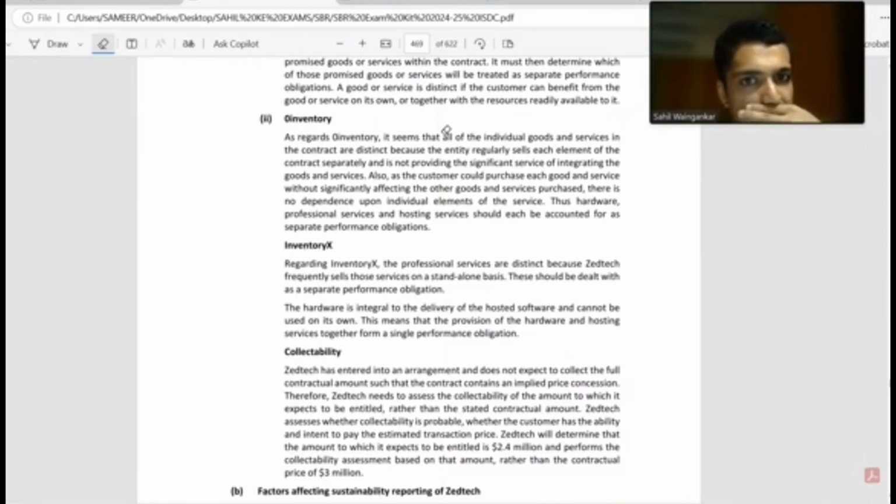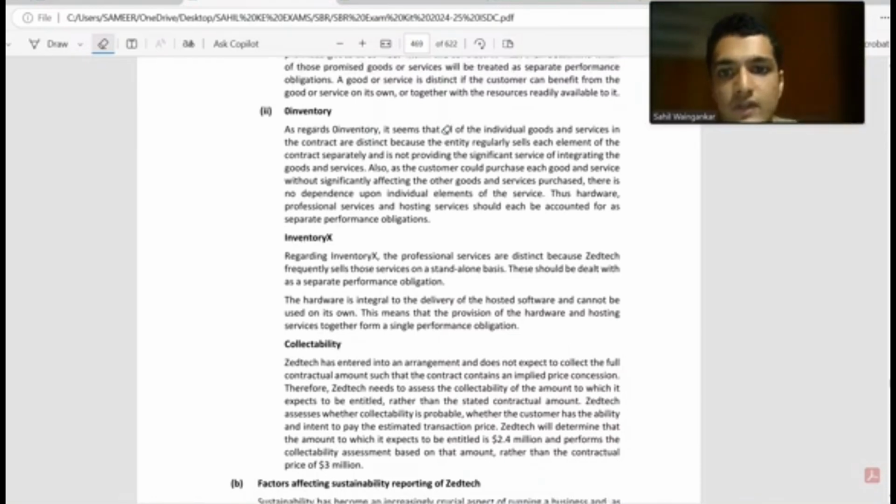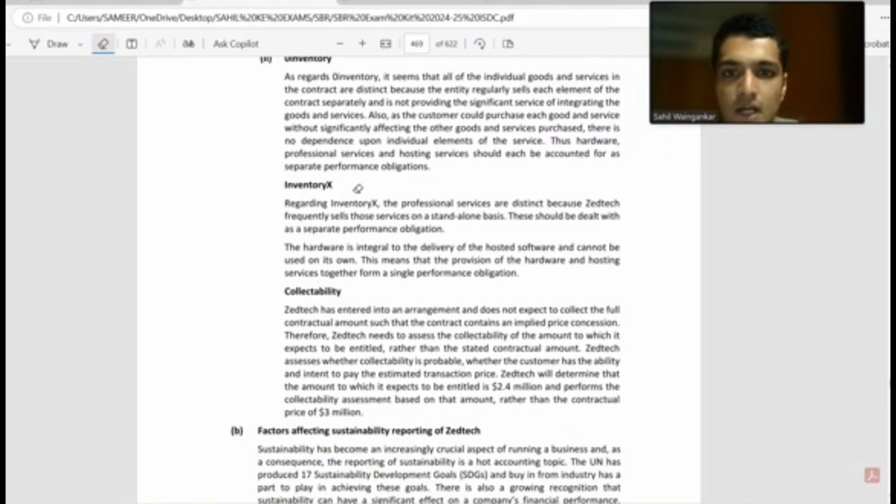Also, the customer could purchase each good and service without significantly affecting the other goods and service purchased. There is no dependence upon individual elements of the service. Thus, hardware, professional services and hosting services should each be accounted for as a separate performance obligation. Perfect. लेकिन जो inventory X है वो important है. Regarding inventory X, the professional services are distinct because Zedtech frequently sells those services on a standalone basis. These should be dealt with as a separate performance obligation.